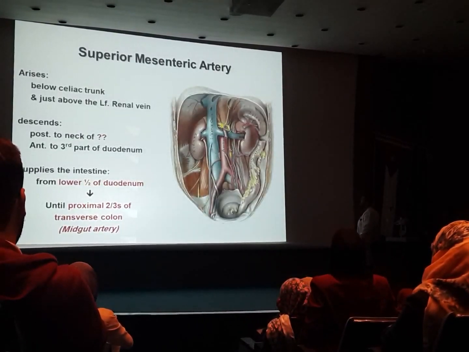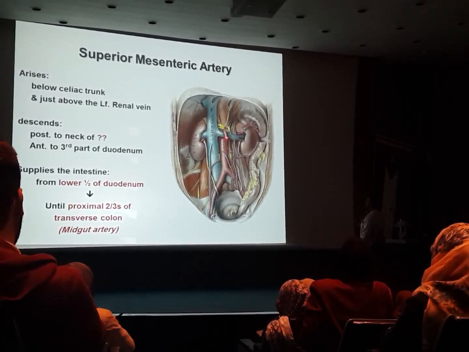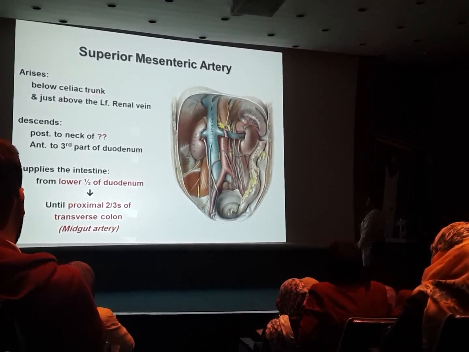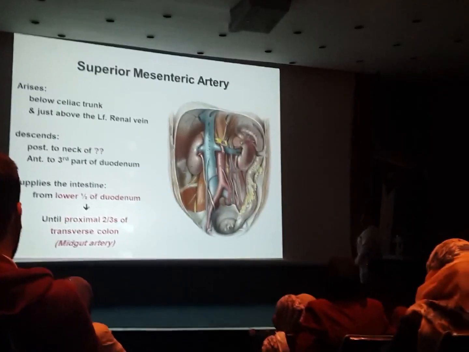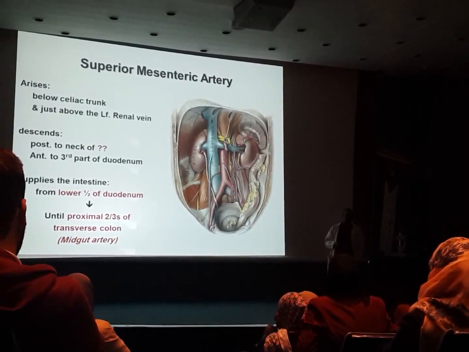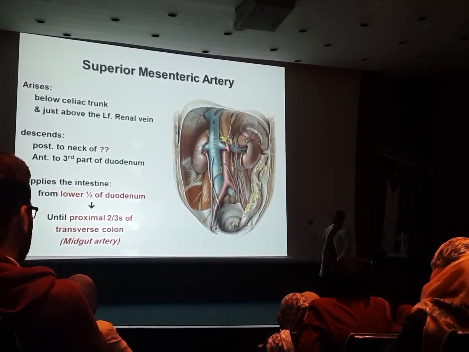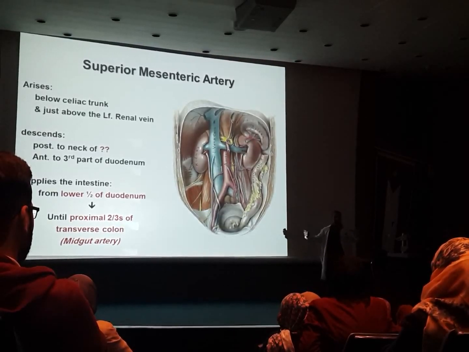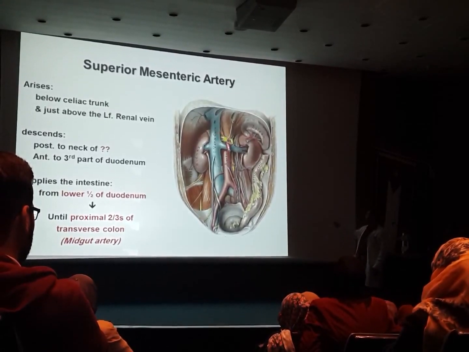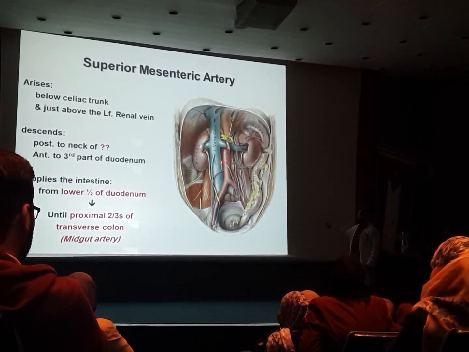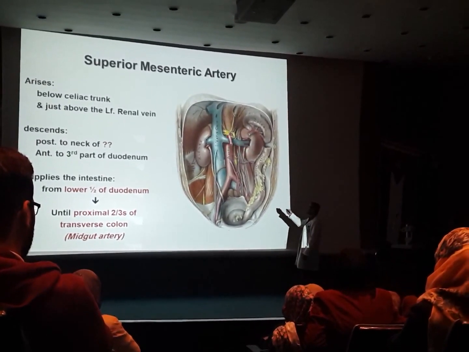But what about the superior mesenteric now? This one. You see, this is the celiac, this is the superior mesenteric. The superior mesenteric arises below the celiac trunk, just above what? The left renal vein. If you remember on the cadaver, for the ones I gave a demonstration, I showed you that the left renal vein is what? It is trapped between two arteries, the superior mesenteric anteriorly and the abdominal aorta. If you remember that on the cadaver, you saw that the left renal vein is trapped there.